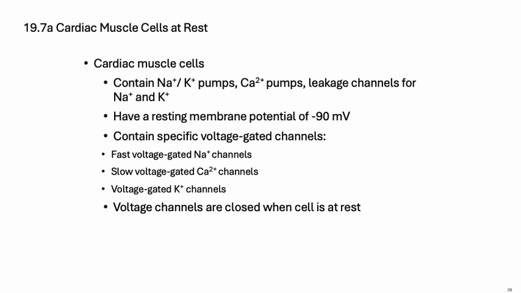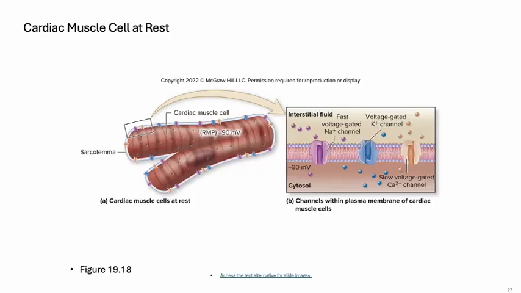We're going to talk about what are called fast voltage-gated sodium channels. We're going to talk about calcium channels. We'll discuss the role of potassium as well. So this is our cardiac muscle fiber or cardiac muscle cell. Remember, it has a resting potential, in this case -90. Here's our sarcolemma. We have T-tubules. Remember, it's striated. We have all the same basic features that we see in some other types of muscle tissue as well.